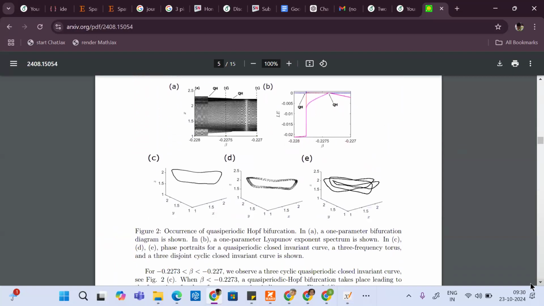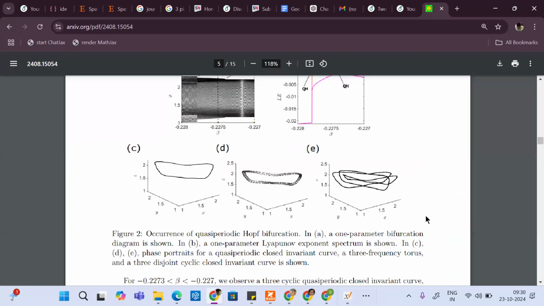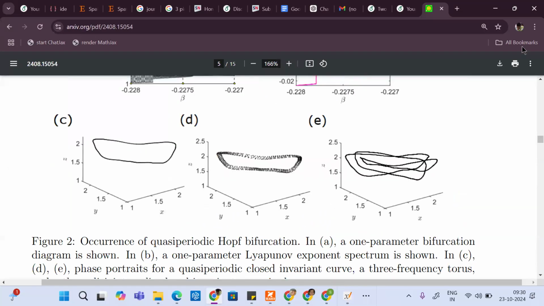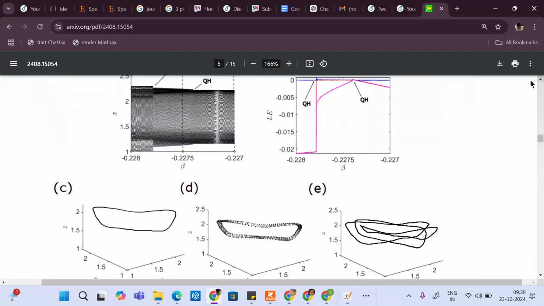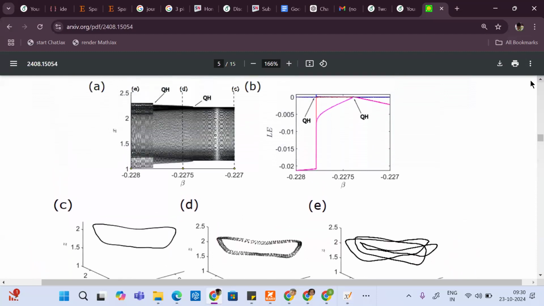So you can see here, you can see the bifurcation diagram for this map. This is a 3D map, okay? And in this bifurcation diagram, I am showing you how the quasi-periodic orbit looks like. So you can see the patterns here, isn't it? It is not chaotic. It is not chaotic.